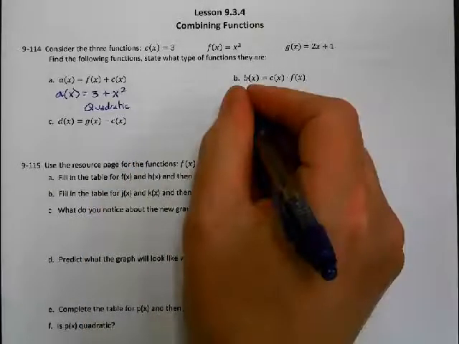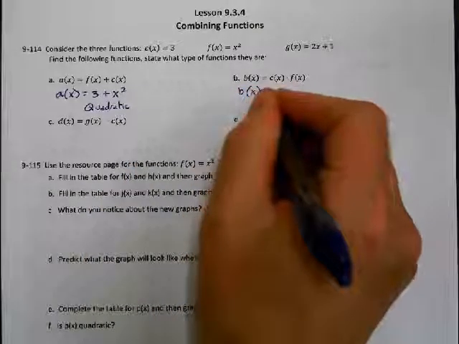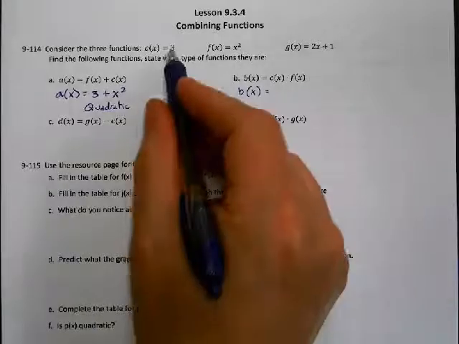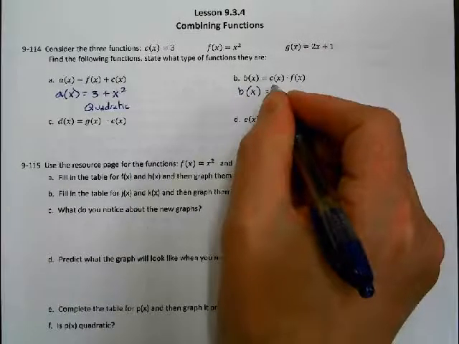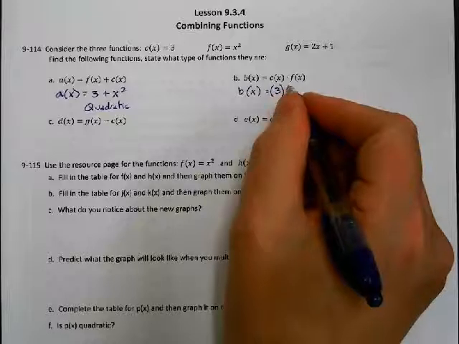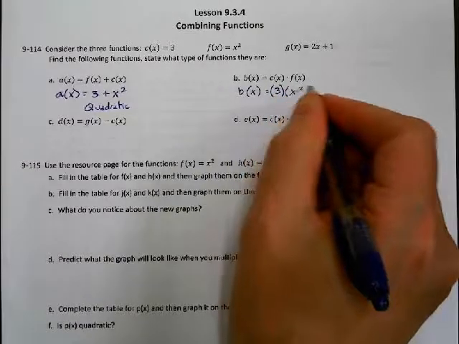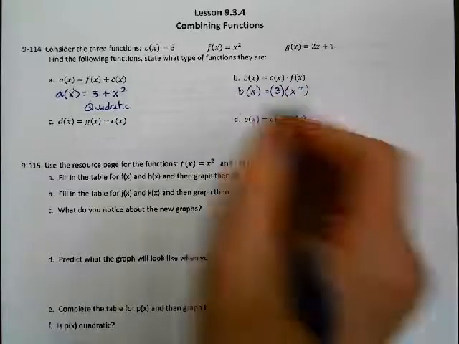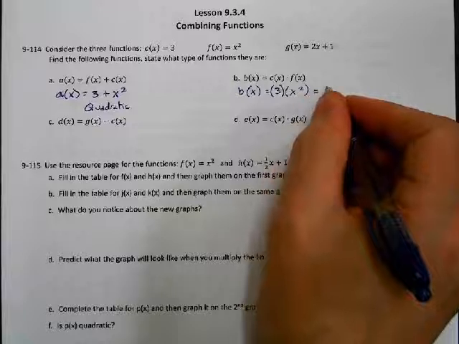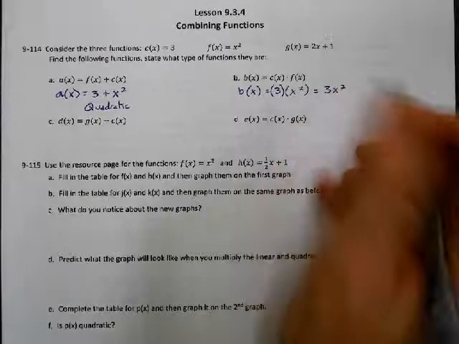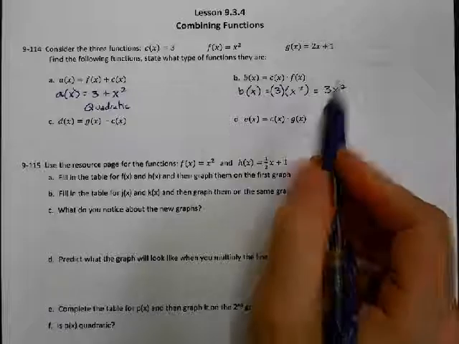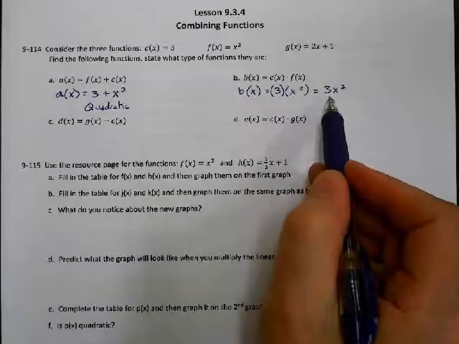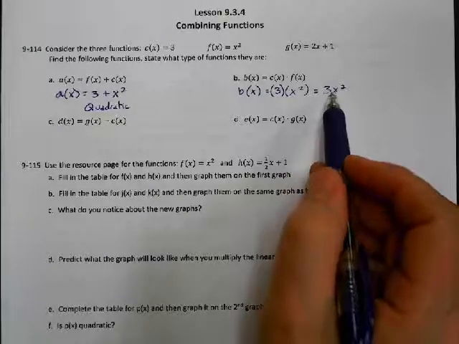Next one, b of x. B of x is equal to c of x, which is 3. I'm getting it right this time. And then I'm going to multiply it by f of x this time, which is x squared. Okay, so when I multiply that, I get 3x squared. So on this problem, I still have a quadratic, but now the a value has changed. It's not shifted up anymore.